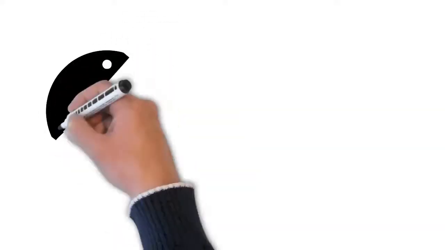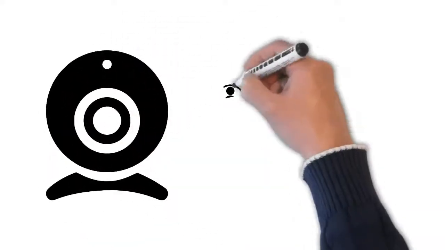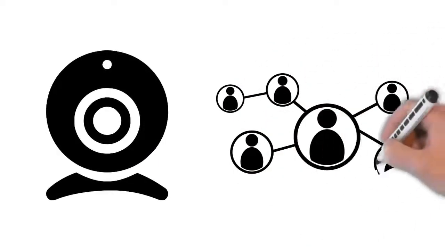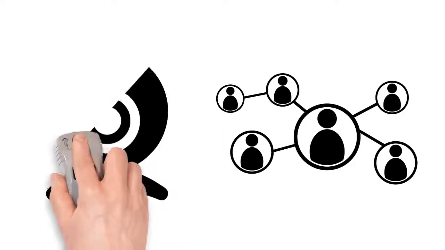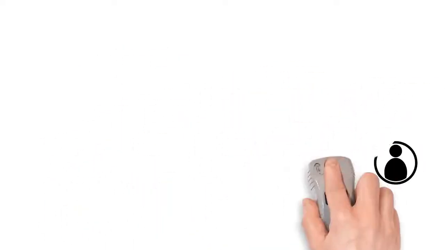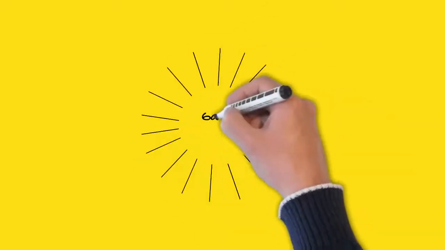A web camera or webcam is a type of input device that can record videos and take pictures. It can also transmit video over the internet in real time, which allows for video chat or video conferencing with someone else. Many webcams also include a microphone for this reason.